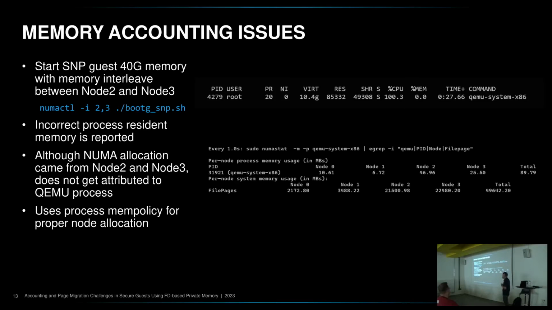And also, if you look at things like numastat, you're not going to see that those pages were actually allocated from nodes 2 and 3 based on the NUMA policy, but they're not going to get accounted to the QEMU process, even though if you look at the overall file pages usage, you do see that they are coming from nodes 2 and 3.